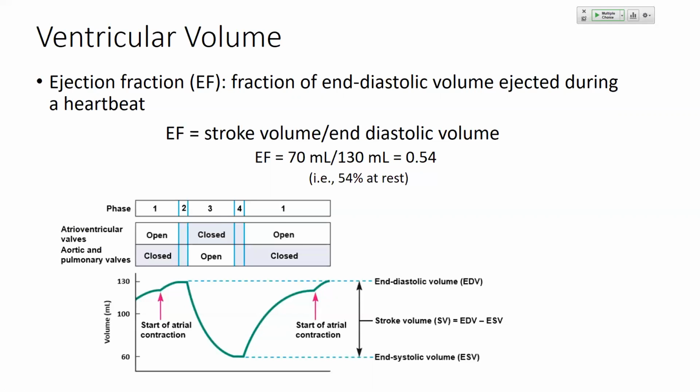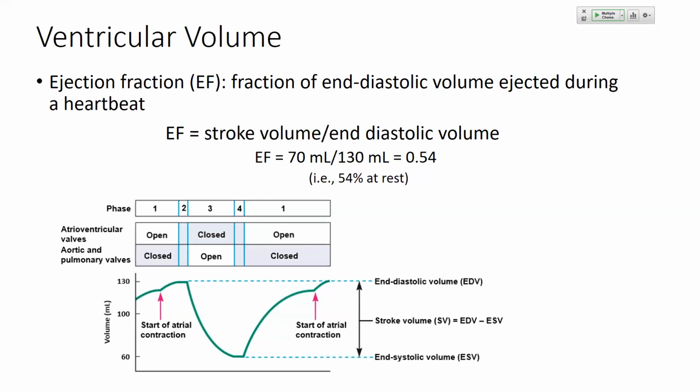So if we do the typical calculation for a typical healthy male, about 70 mLs is the stroke volume divided by about 130, which is the EDV. We get about 54%. And what that number tells us is that with every heartbeat, 54% of the blood inside of the chamber is squeezed out. Okay, so a large portion of the blood actually remains in the chamber at the end of each cardiac cycle.